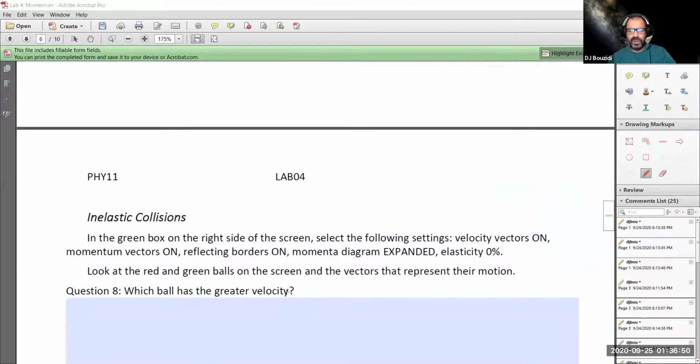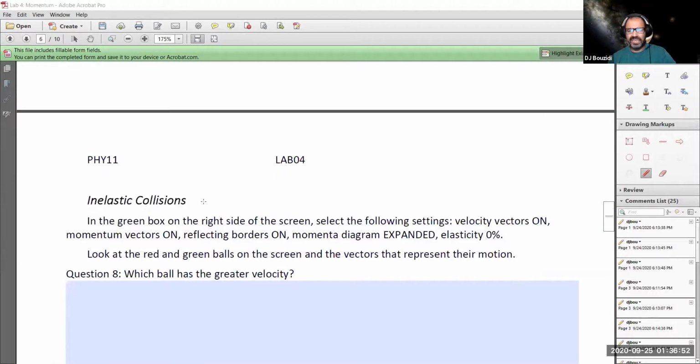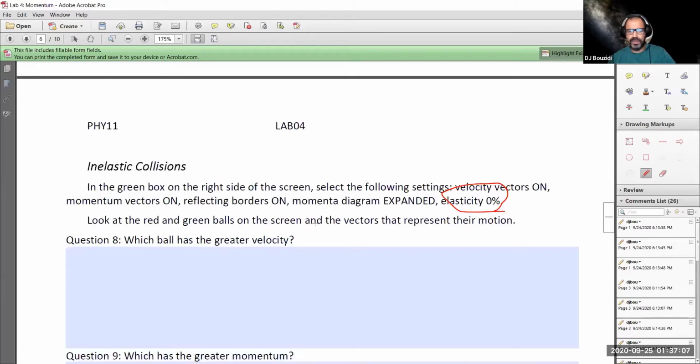Then after that, we're going to start with an inelastic collision. That means the elasticity is 0. Okay. And make sure the momentum diagram is expanded as I expanded it, and the reflecting borders are on, the vectors are on, for both velocity and momentum. Okay. Which ball has the greater velocity?